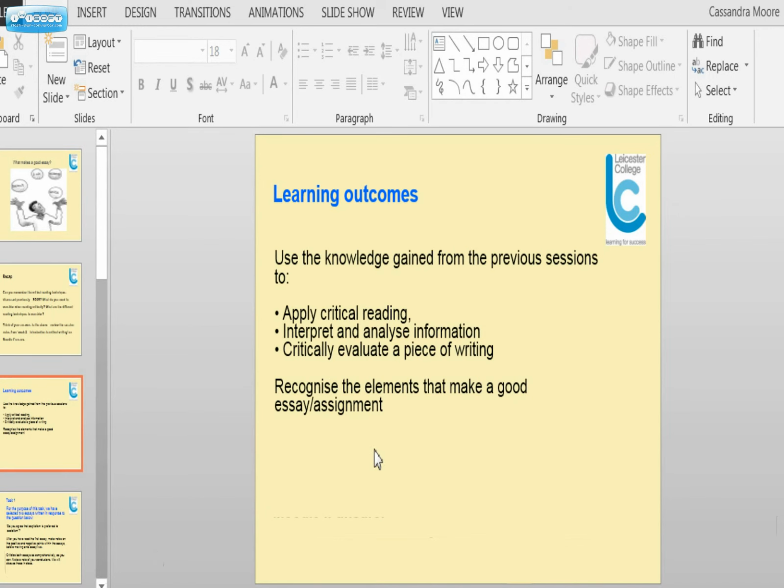So the main outcomes for this session are to be able to apply critical reading, which you should hopefully have some background knowledge on now, interpret and analyse information. What do we mean exactly by analysing information? And then, most importantly, critically evaluate a piece of writing and recognise things that make a good assignment, and also what is poor practice, what we're not expecting to see.